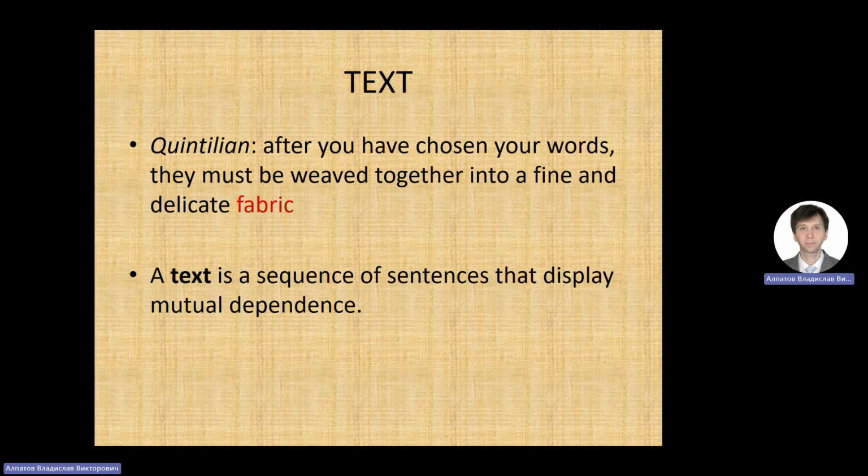Then if we go on to the simplest definition of what text is: a text is a sequence of sentences that display mutual dependence.